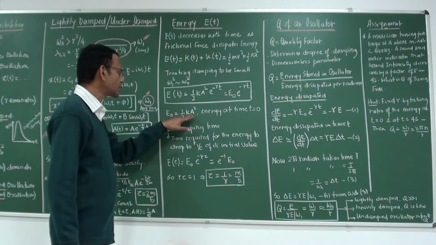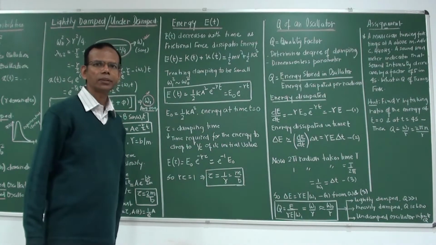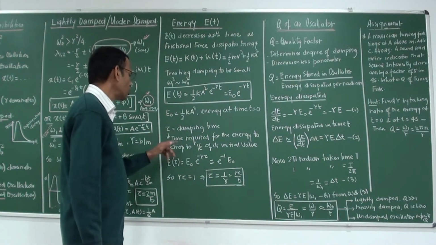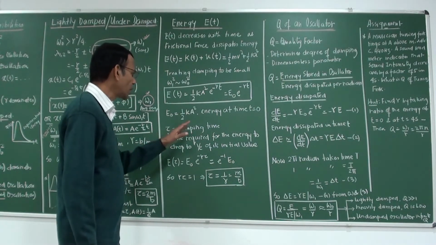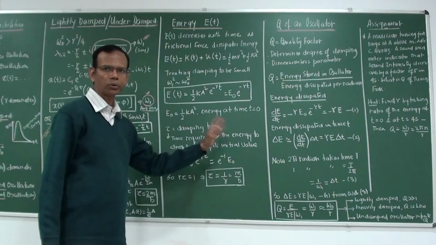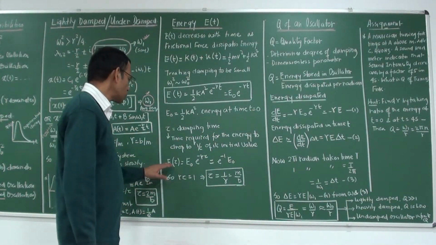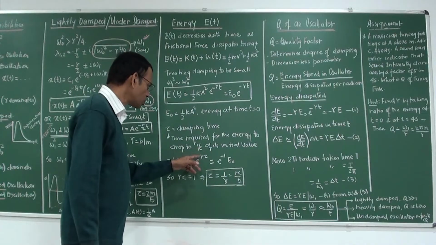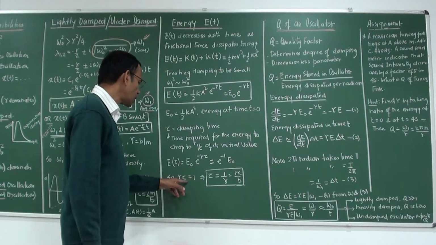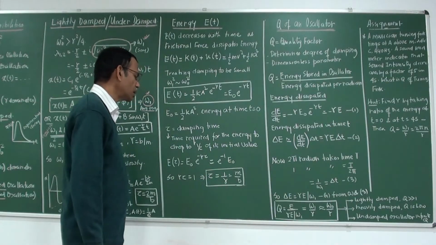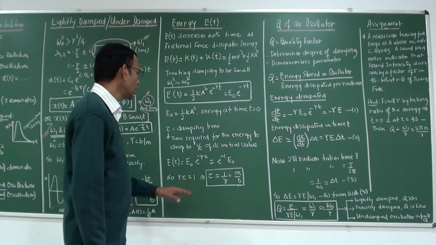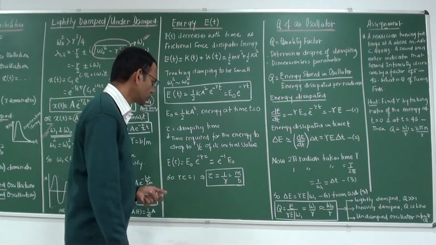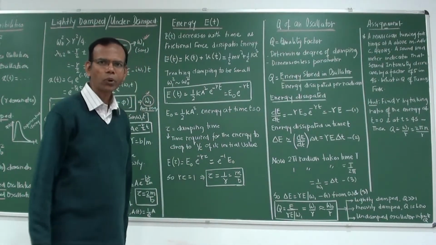So E0 is equal to half kA square, the energy at time t equal to 0. Now we will calculate another quantity, tau, which is the damping time. That is the time required for the energy to drop to 1 by e of its initial value. What is that time? So E of tau is equal to E0 e to the power of minus gamma tau, and this becomes E0 times e to the power of minus 1. So equating gamma tau as 1, tau becomes 1 over gamma, that is m by b. This is the time required for the energy to drop to 1 by e of its initial value. So this is the damping time constant.